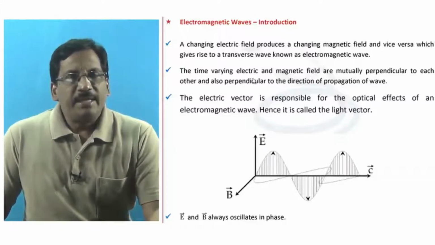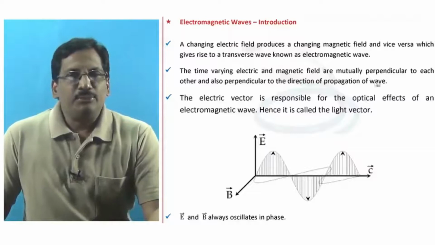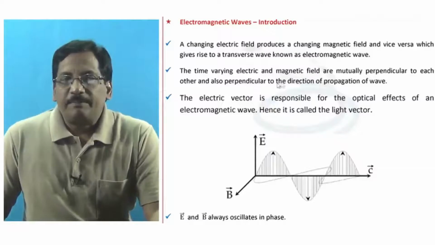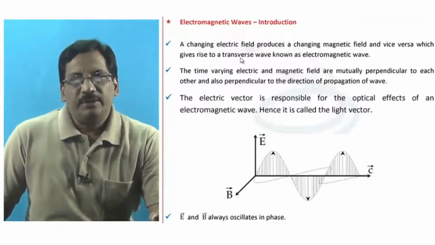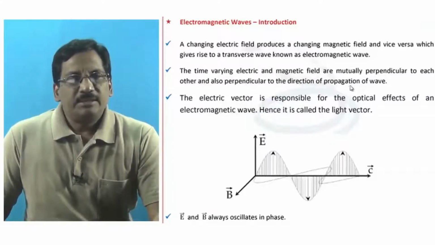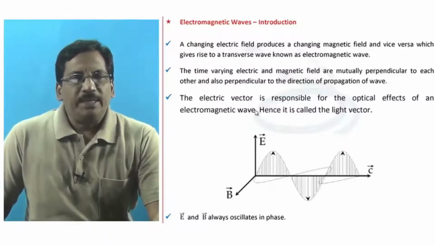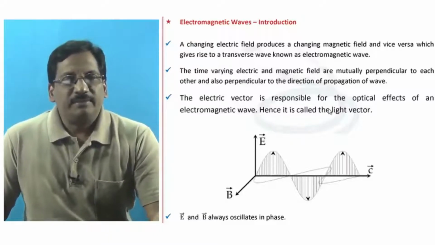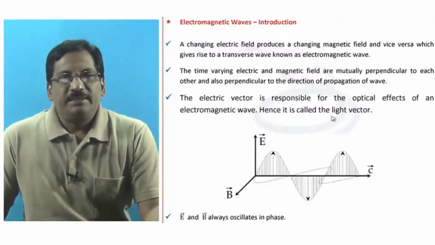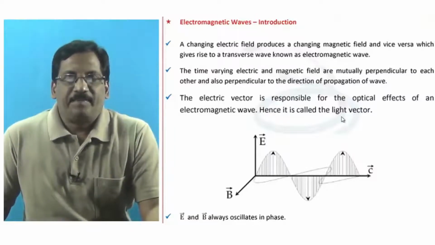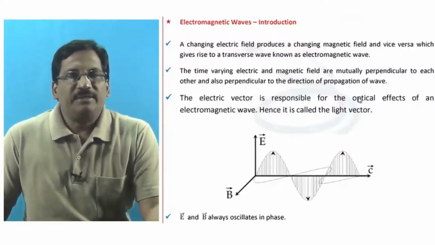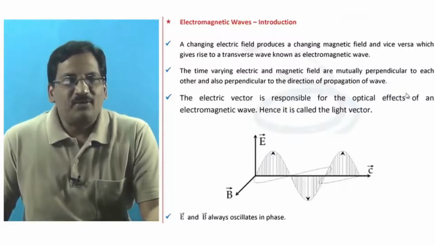The time varying electric and magnetic fields are mutually perpendicular to each other, and at the same time they will be perpendicular to the direction of propagation of the generated transverse wave. In this composite wave, the electric vector is responsible for the optical effects. Hence, this is called light vector. In the electromagnetic wave, the electric field vector is responsible for optical sensation. That's why it is called as light vector.